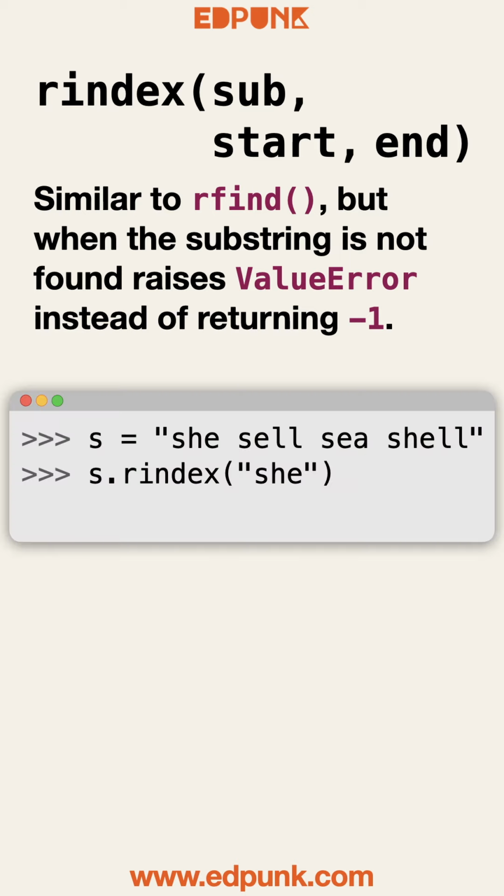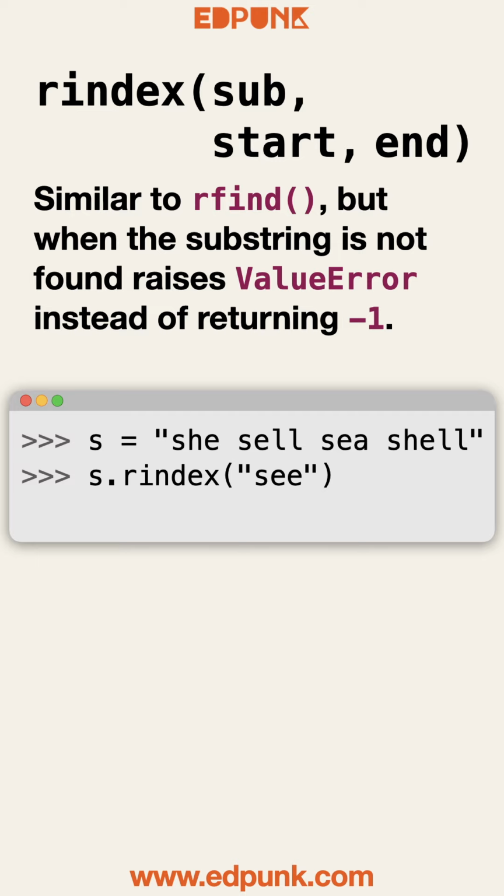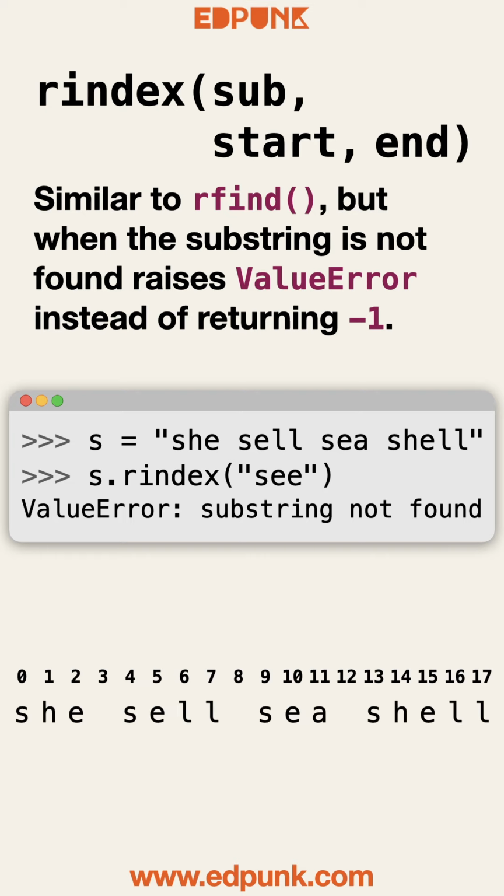For example, let us assign a string she sells seashell to a variable s. Now, s.rindex she starts looking for the substring she in the string. It finds an occurrence starting at index 0 and then finds another occurrence starting at index 13, after which there is no more occurrence. So, it returns the highest index, that is 13. Let us take another case where we execute s.rindex c. As the method is not able to find any substring c, it raises a value error.